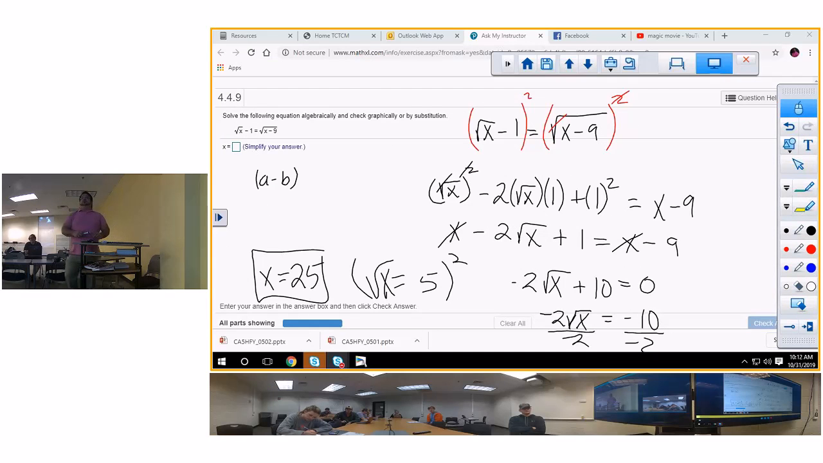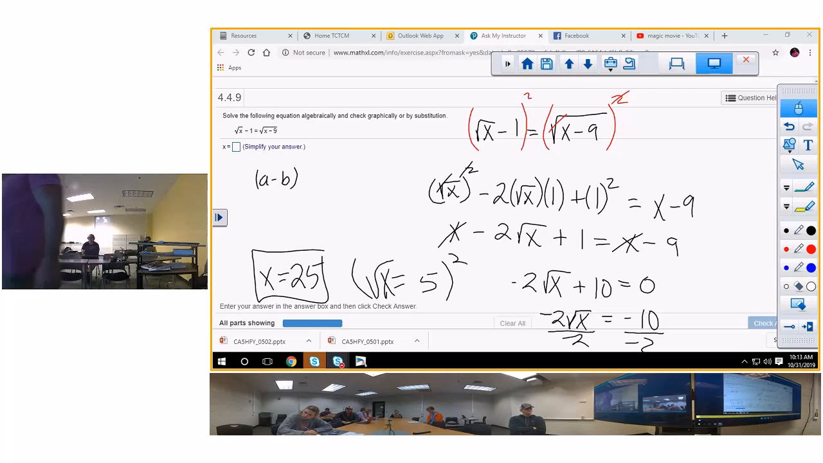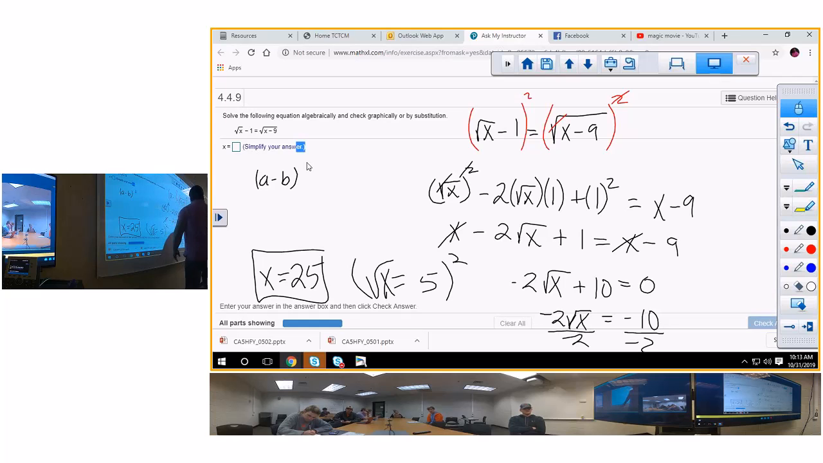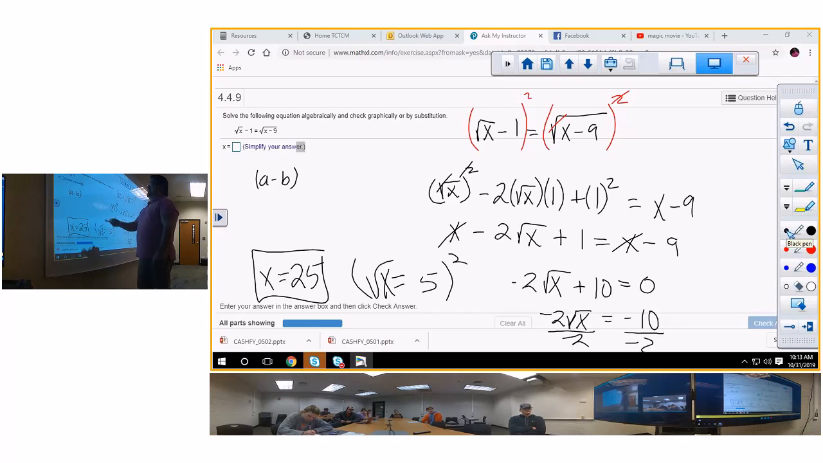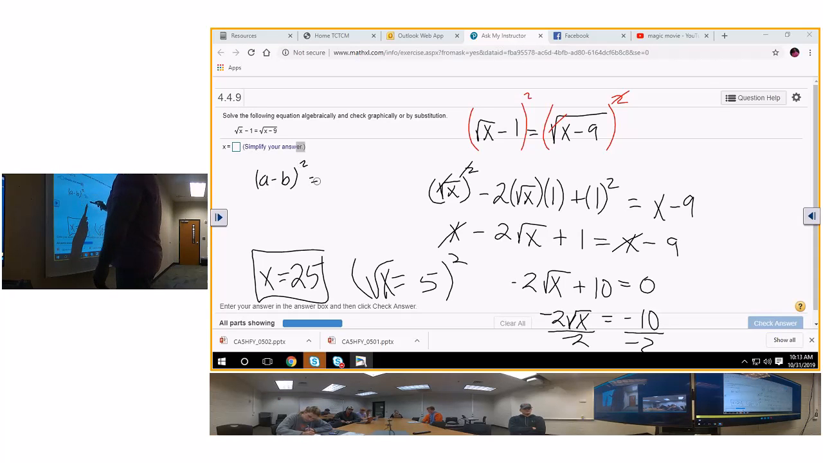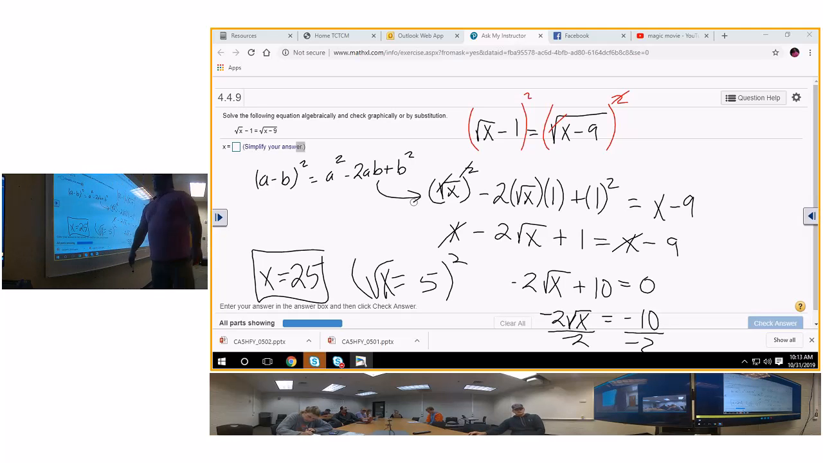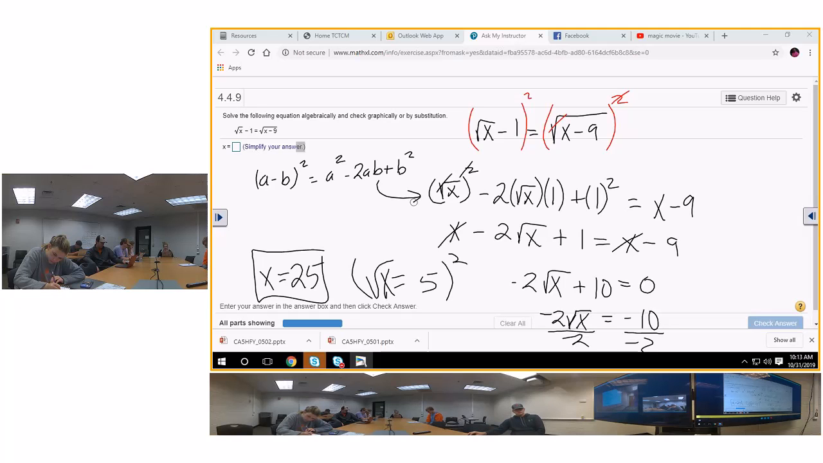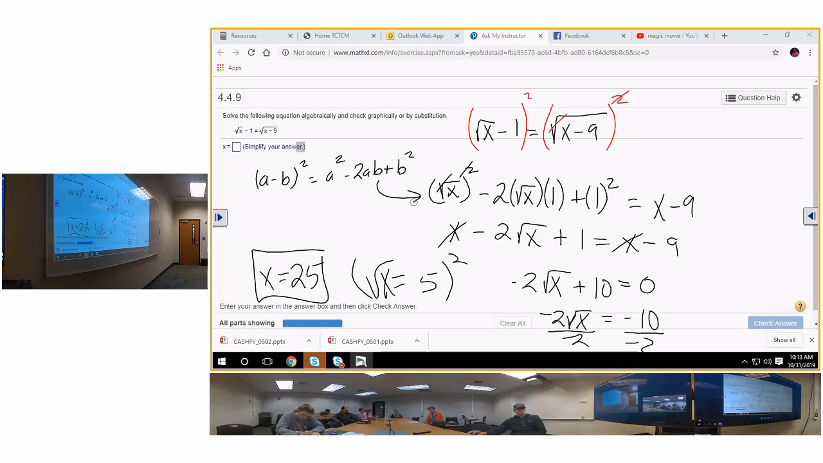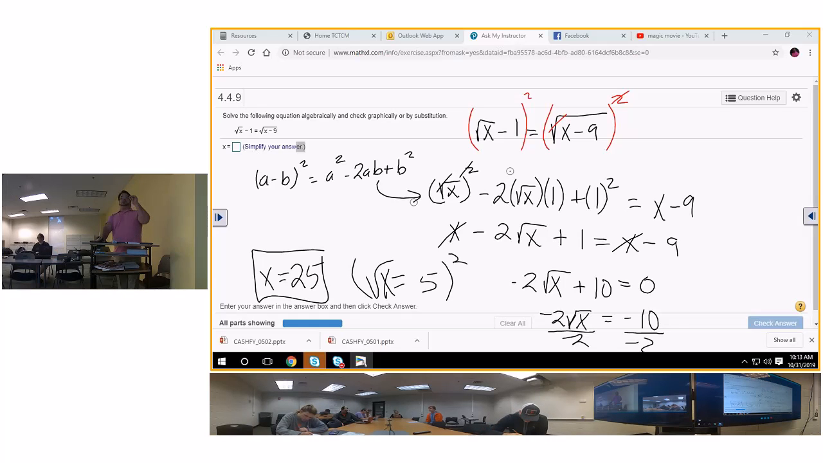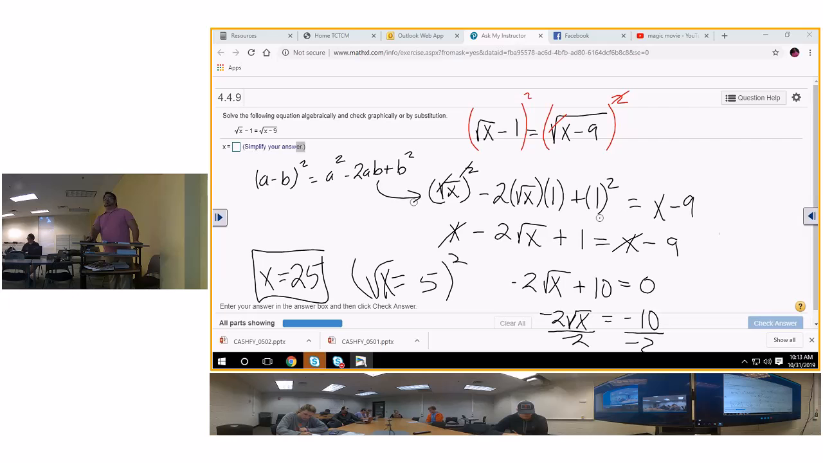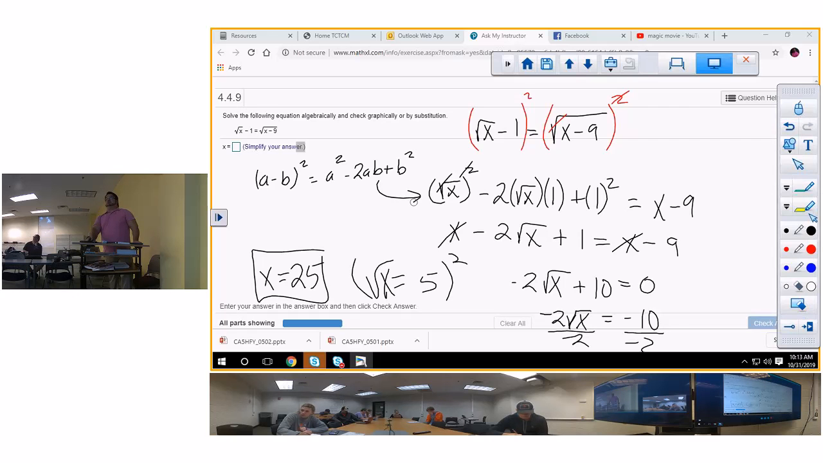All right, so this would be A minus B, quantity squared. What's it equal to? Somebody recite it that knows it. A squared minus 2AB plus what? B squared. If you don't know the shortcuts, that's where you can run into problems. And those shortcuts are not going anywhere.